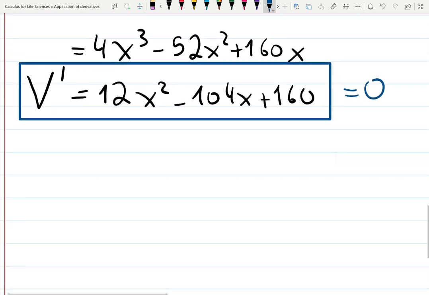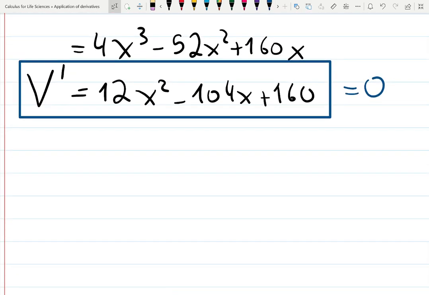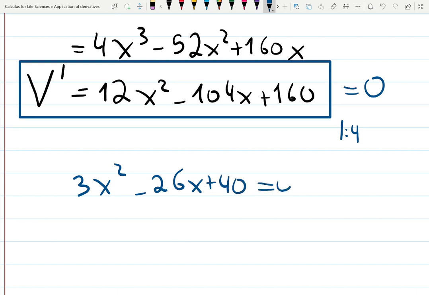This is the quadratic equation. So there's no D and E, by the way. You can use the quadratic formula. If you remember, there's a song for the quadratic formula. Or you can use any other ways to solve it. So I would divide by 4, by the way. Don't you think so? It will be 3x squared minus 26x plus 40. And then you use quadratic formula.